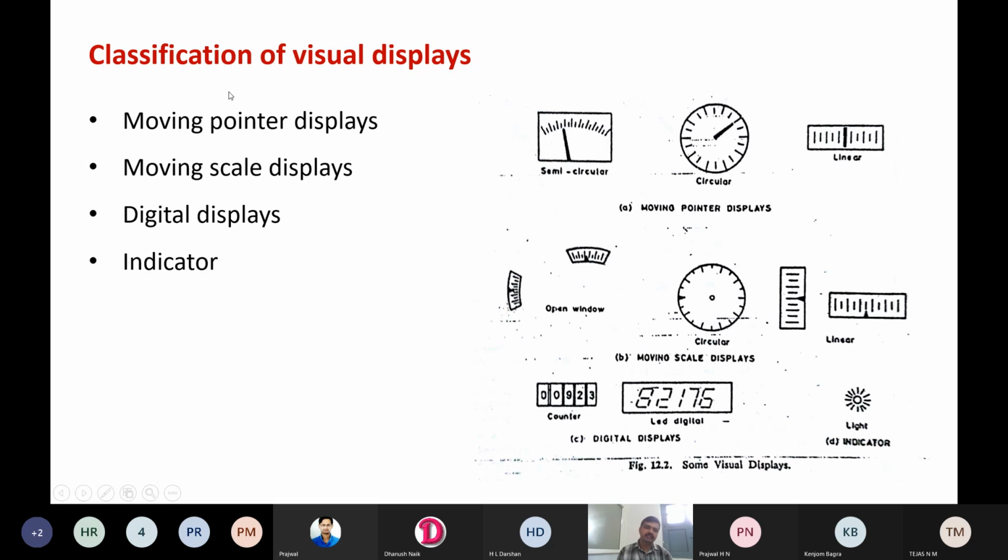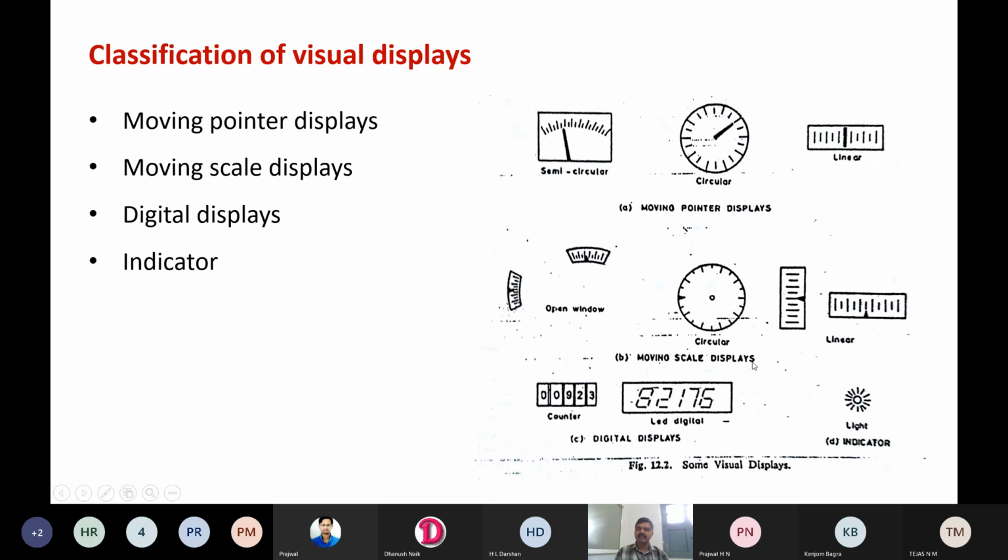Next, classification of visual displays: moving pointer display, moving scale display, digital displays, and indicator. We have seen all these types of displays in various equipment, various machines, in the lab, in day-to-day life. Moving pointer display, as the name indicates, here the pointer is moving, whereas the scale is stationary. That is the moving pointer display.